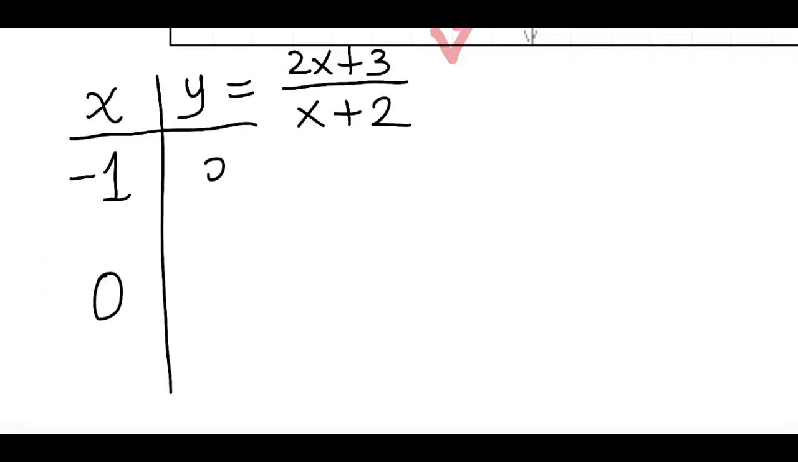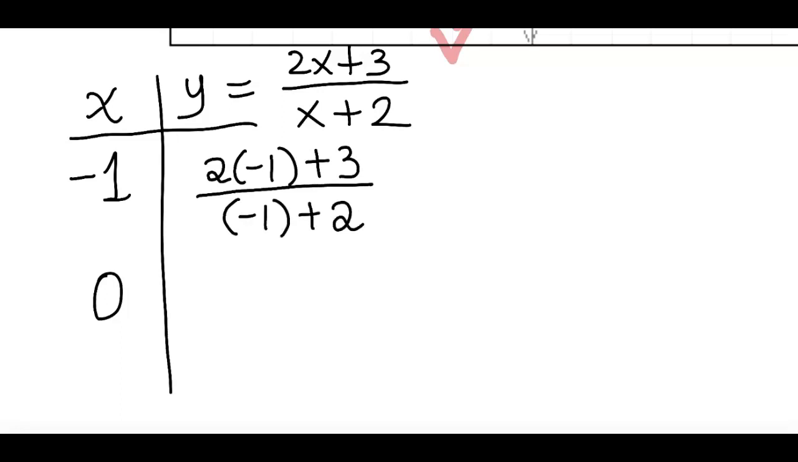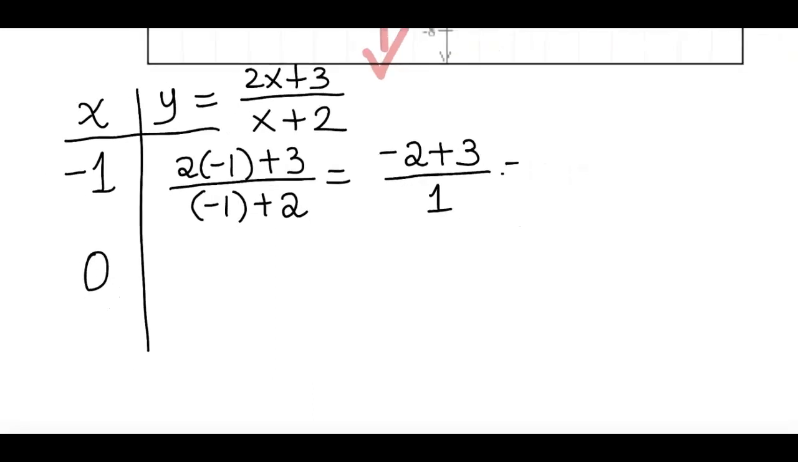So y will be 2 times -1 plus 3 divided by -1 plus 2. I hope this number comes out to be nice. The numerator is -2 plus 3. The denominator is -1 plus 2. Hey, that's the same thing as before. Isn't that just 1? That's just 1, right? So if I simplify this, this will be 1 over 1. Hey, that is just 1.